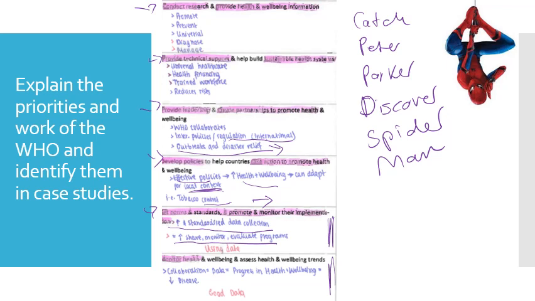So this one is monitor health and well-being and assess health and well-being trends. Okay, so this is working together, again collaborating to get data so we can see what our progress in health and well-being is, and then we can decrease diseases. So this is making sure that we have good data available to do that.